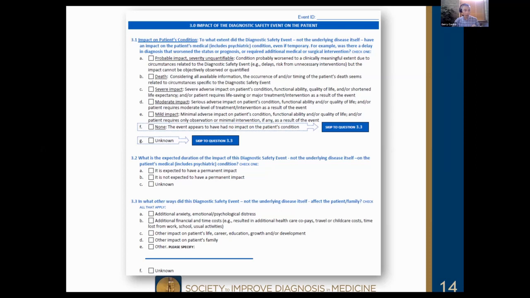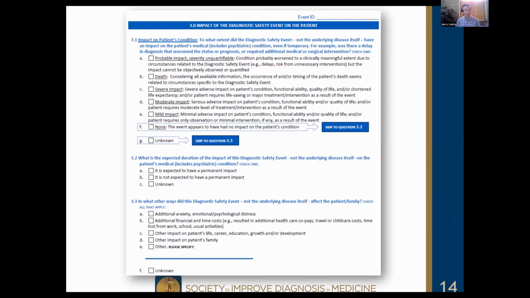Item number 3.2 talks about the duration of the impact. So they characterize it as either permanent harm or temporary harm, not expected to have a permanent impact, or unknown. And then item 3.3 talks about, what was the effect on the patient and family, right? So there's additional anxiety, emotional, psychological distress, additional financial costs and time, and then other impacts on career, and then other impacts as a whole.